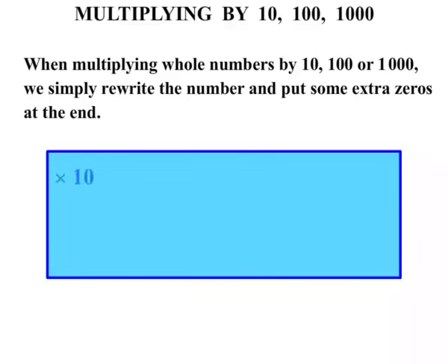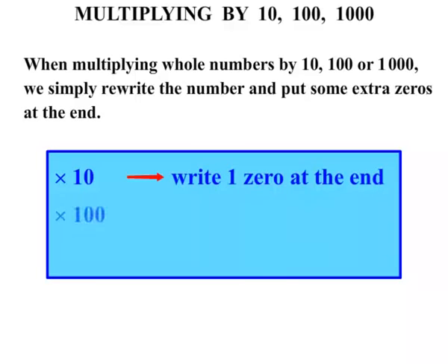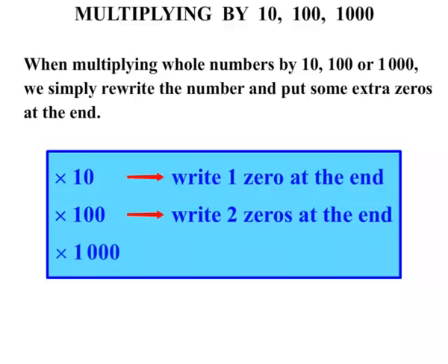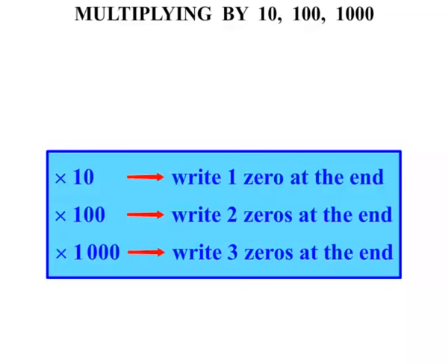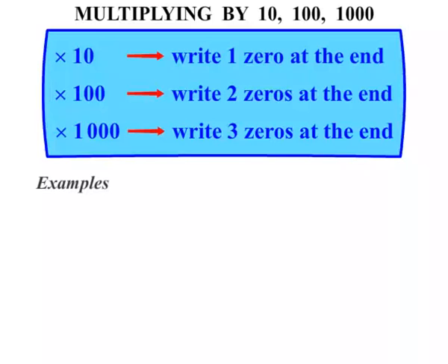This is the rule. If we multiply by 10, we're going to write 1 zero at the end. If we times by 100, we simply write 2 zeros at the end. And if we multiply by 1000, we're going to write 3 zeros at the end. Let's see how that all works. Let's look at some examples.